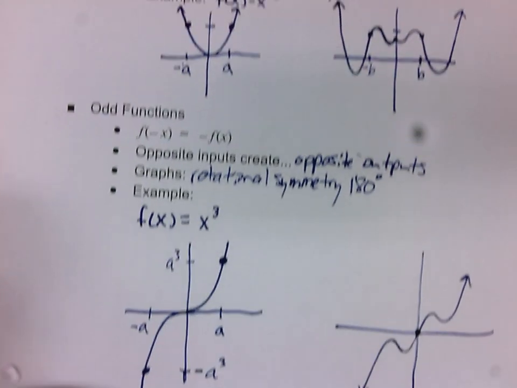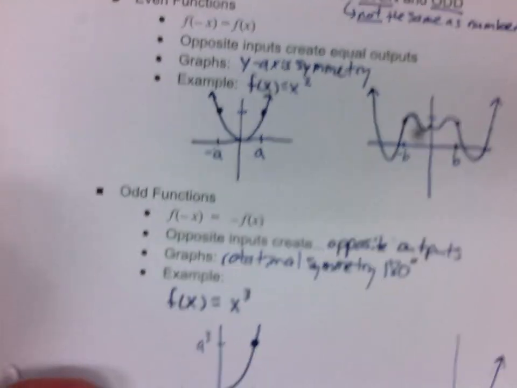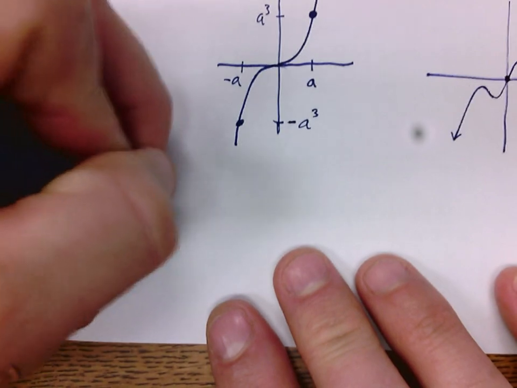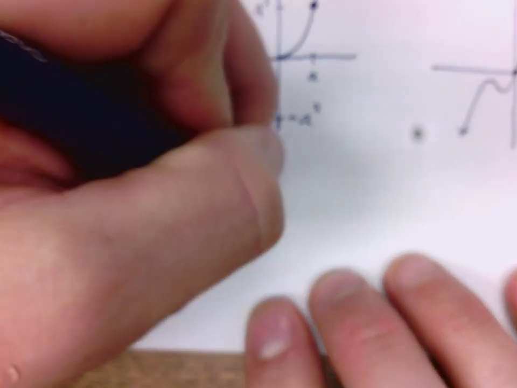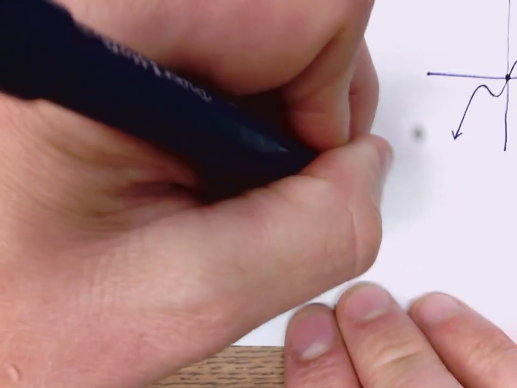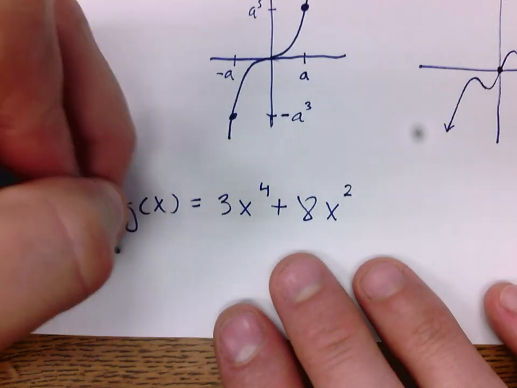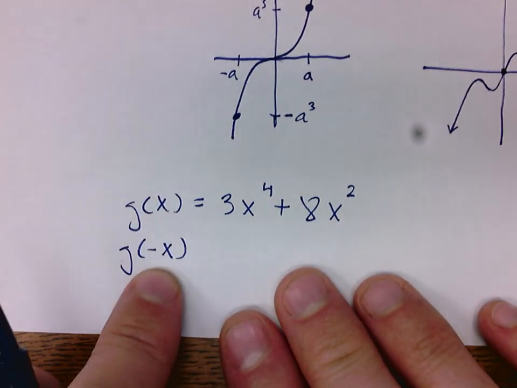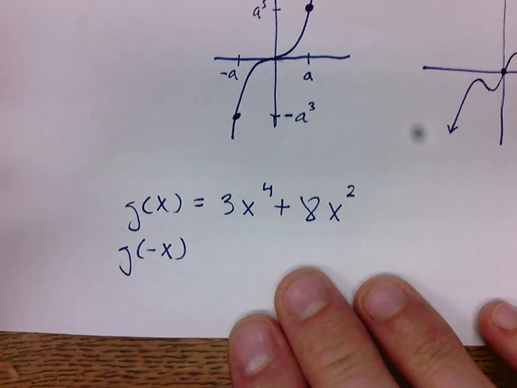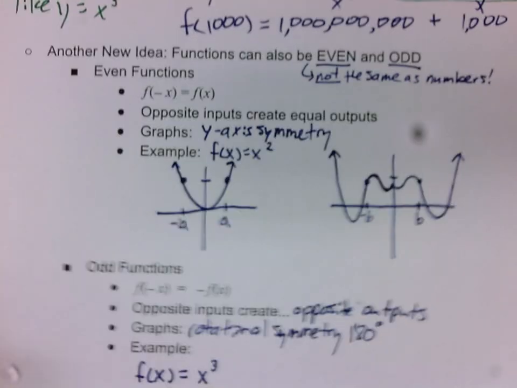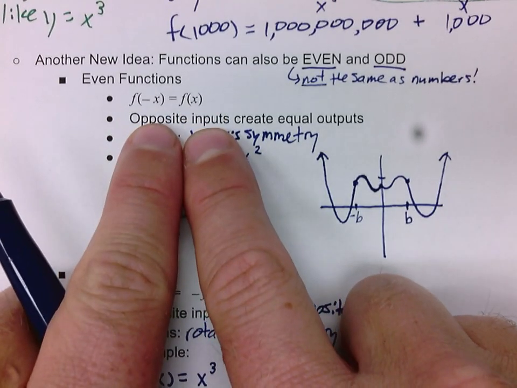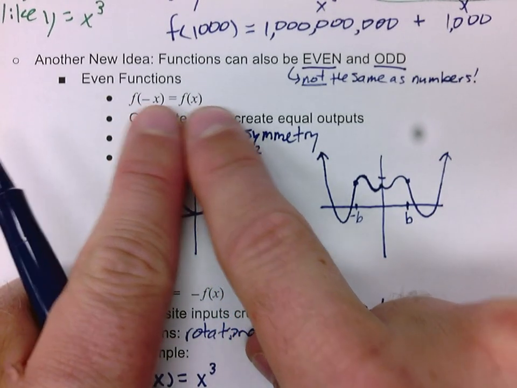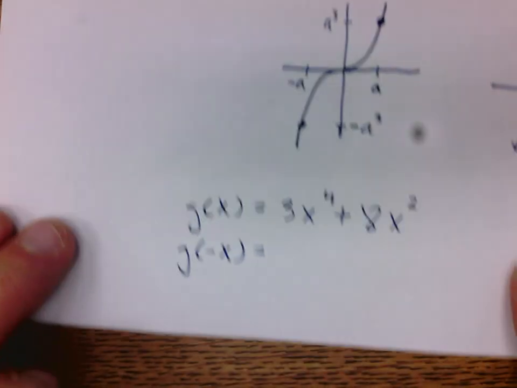Now this actually comes into play with polynomials. We can have a polynomial that is longer than either of these things. Let's just say we have g of x equals 3x to the fourth plus 8x squared. This can be shown to be even because if I find g of negative x, and remember we're not going to plug in specific numbers, we need to show that it always gives the same thing. Remember, an even function has the quality that opposite inputs create equal outputs, meaning if I put negative x into the function, I should be able to simplify it so it is identical to the original function itself.